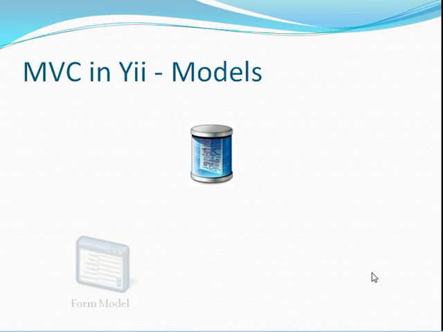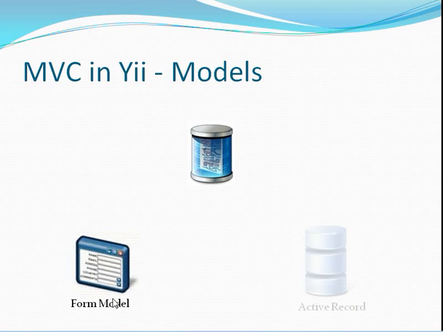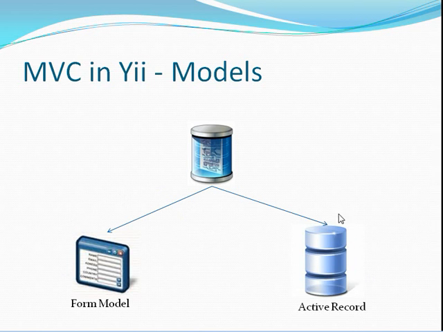Now, all models in Yii are derived from one of 2 base types. Form models are specifically for holding web form state, and active record models are for holding business data state. Some of you may be familiar with this latter concept. It's referred to as the active record architectural pattern.